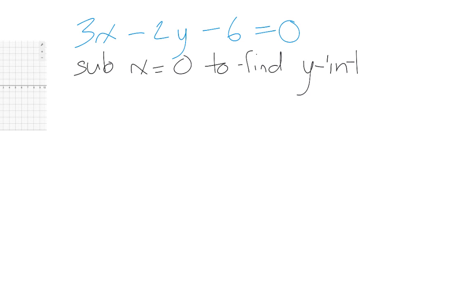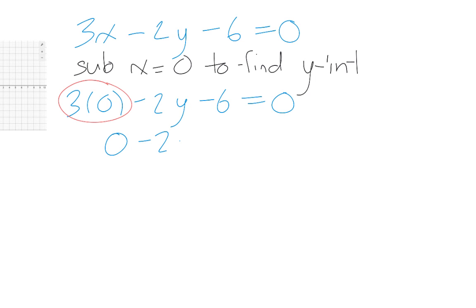I'm going to switch out my x for this 0, and when I do that, I want to use brackets. So 3 bracket 0 bracket minus 2y minus 6 equals 0. Let's clean up some of these numbers. Anything multiplied by 0 is 0, and everything else stays the same. I don't like writing zeros in, so I'm going to remove that. So that just becomes negative 2y minus 6 equals 0.